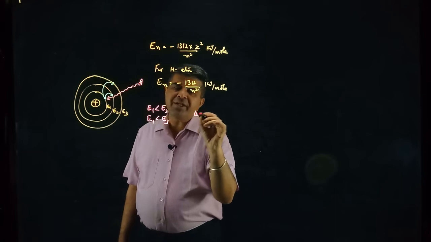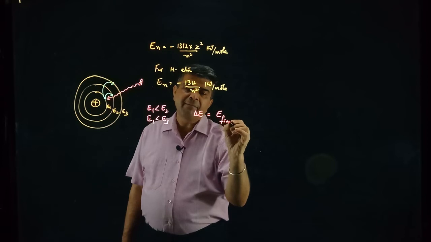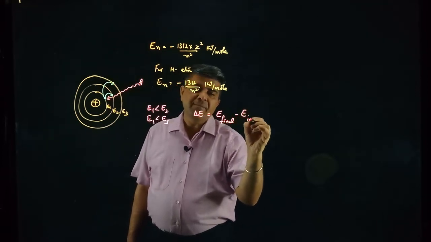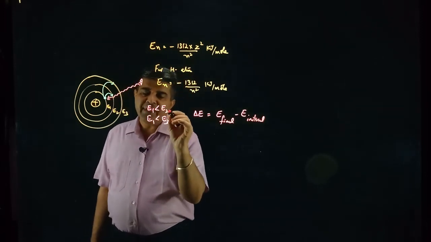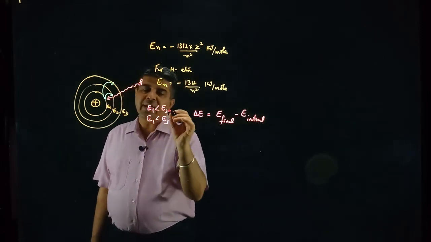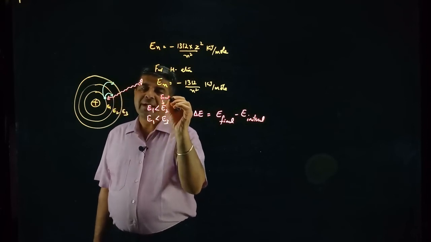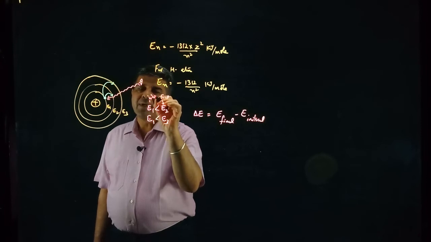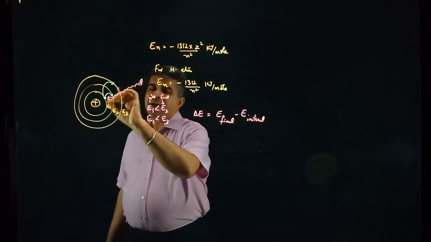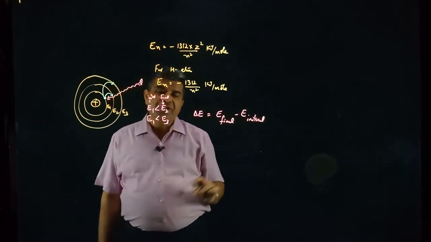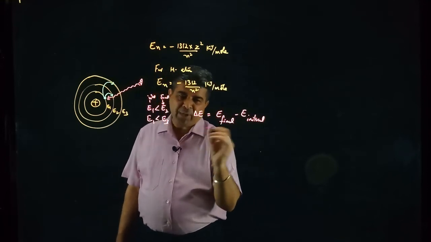So the change in energy, delta E, would be given by E final minus E initial. So it is final energy. Now if this electronic transition is occurring from E1 to E2, then E2 would be the final state and E1 the initial state. So it is final minus initial energy. That difference in energy, if the electron is given, then only the electron would jump into the next energy level. So we can just substitute the values.